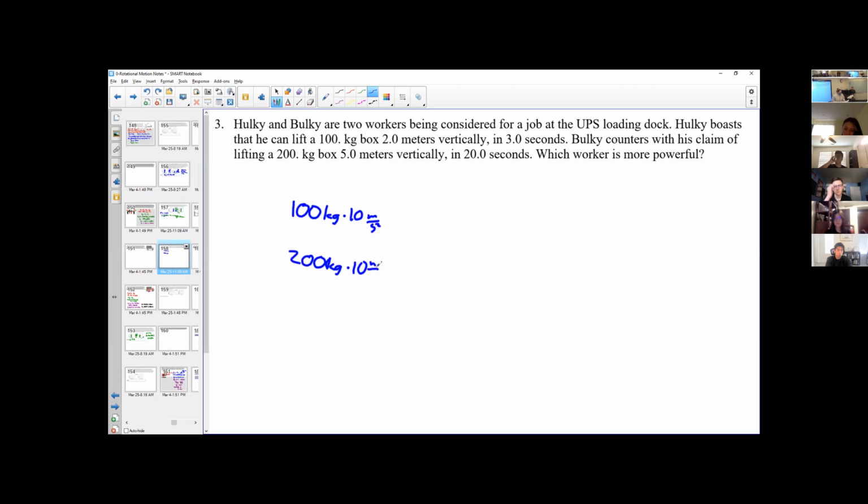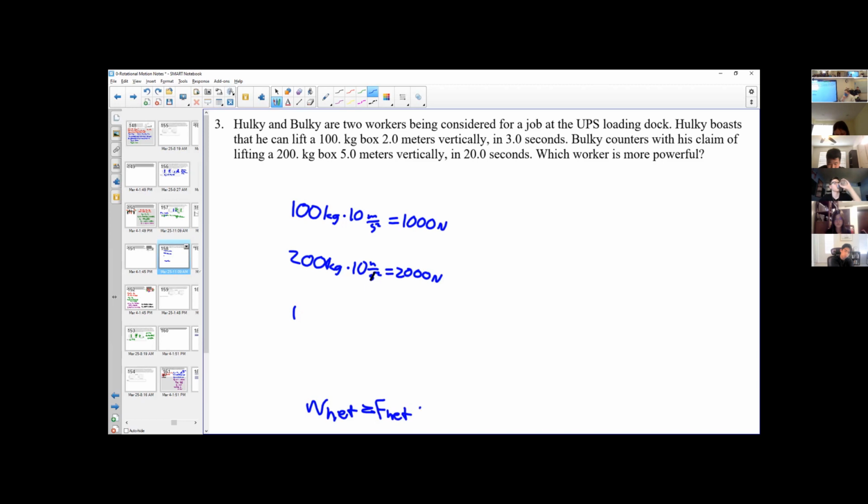So power has units of watts, and watts is joules over seconds. And because energy and work are the same, we can find work by multiplying force times the distance. So for Hulky, we're going to multiply the 100 kilograms by gravity, which would be 10, so you get 1,000 newtons. And then you multiply that by 2 meters because it's force times distance, so you get 2,000 newton-meters.